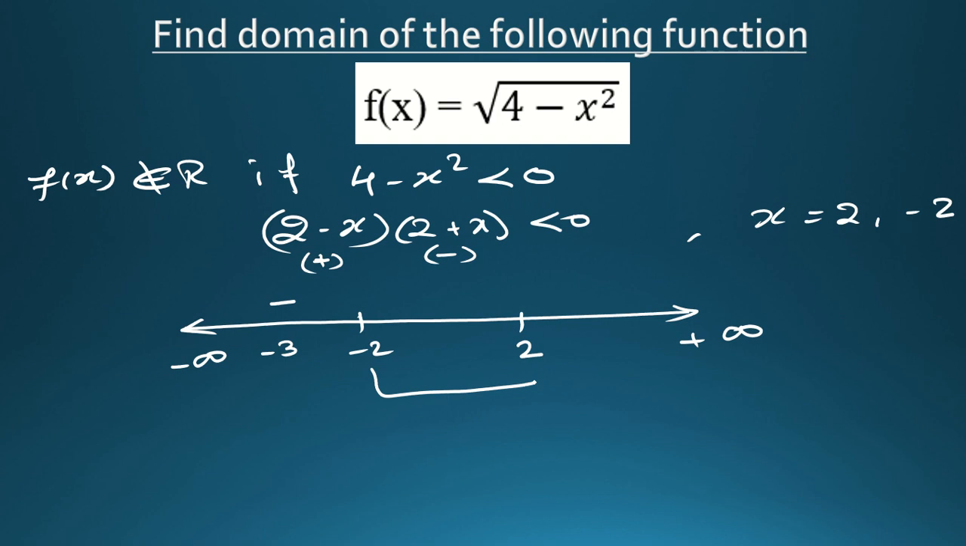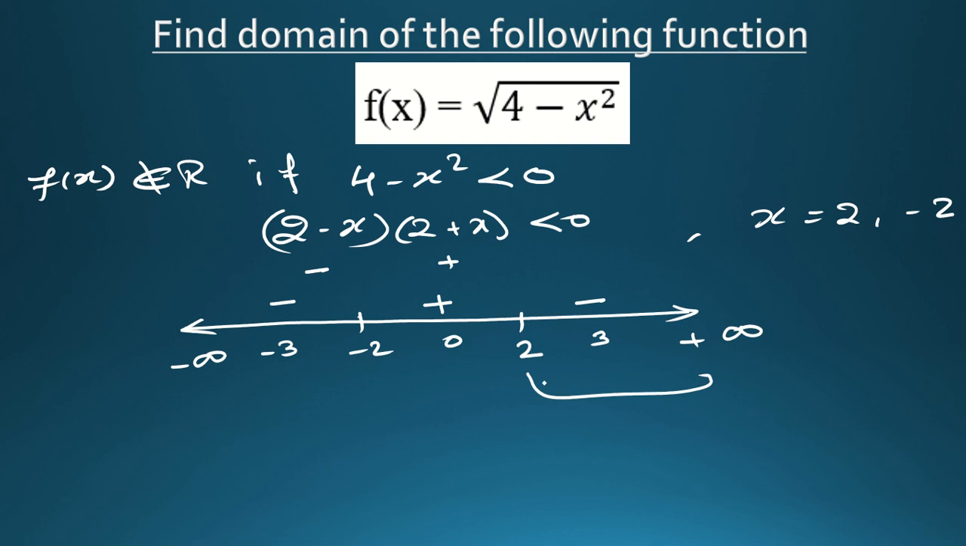Now minus 2 to 2, consider one number, say for example 0, put 0 here. So this value will be positive and this value will also be positive. So both will be positive, the multiplication will be positive. And same for plus 2 to infinity, consider any value here, maybe 3 for example. So for x equal to 3, one will be negative and the other will be positive. So negative multiplied by positive will be negative.